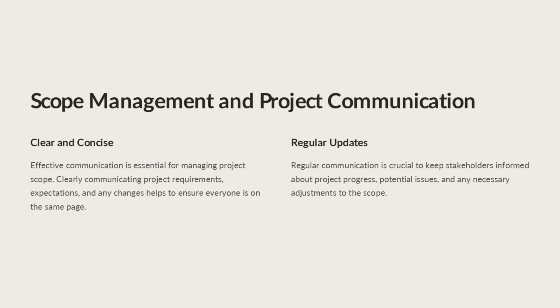Project scope is critical to the success of any project, and effective communication is key to managing it. Clearly defining and communicating project requirements, expectations, and any changes helps ensure everyone is aligned. Regular updates to stakeholders on progress, potential issues, and scope adjustments are crucial to keep the project on track. Clear and concise communication helps avoid misunderstandings and keeps the project moving forward efficiently.